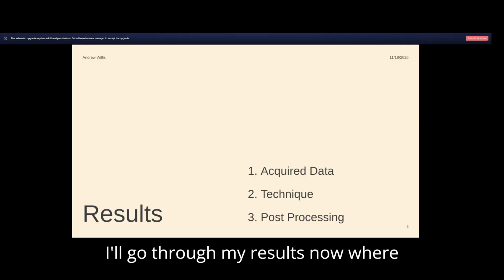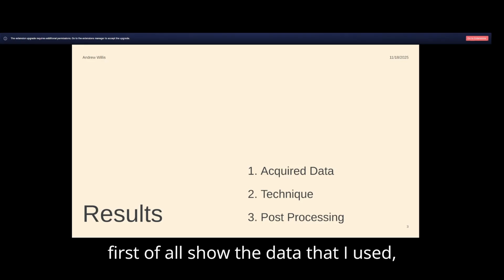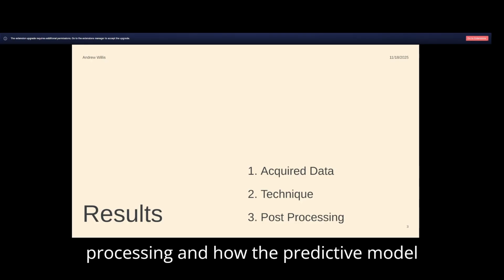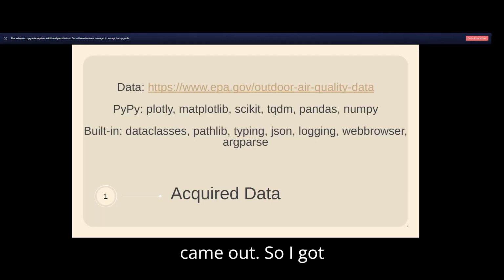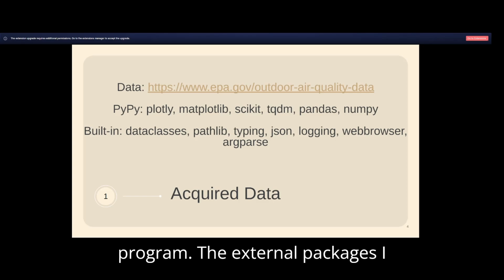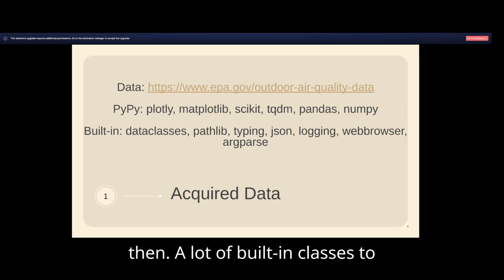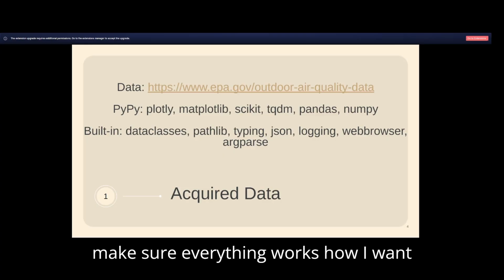I'll go through my results now, where first I'll show the data that I used, the techniques, and then the actual post processing and how the predictive model came out. So, I got all my data from the EPA, and I specifically chose the outdoor air quality data set. In terms of the program, the external packages I used were Plotly, Matplotlib, Scikit, TQDM, Pandas, and NumPy, and then a lot of built-in classes to make sure everything works how I want it to.